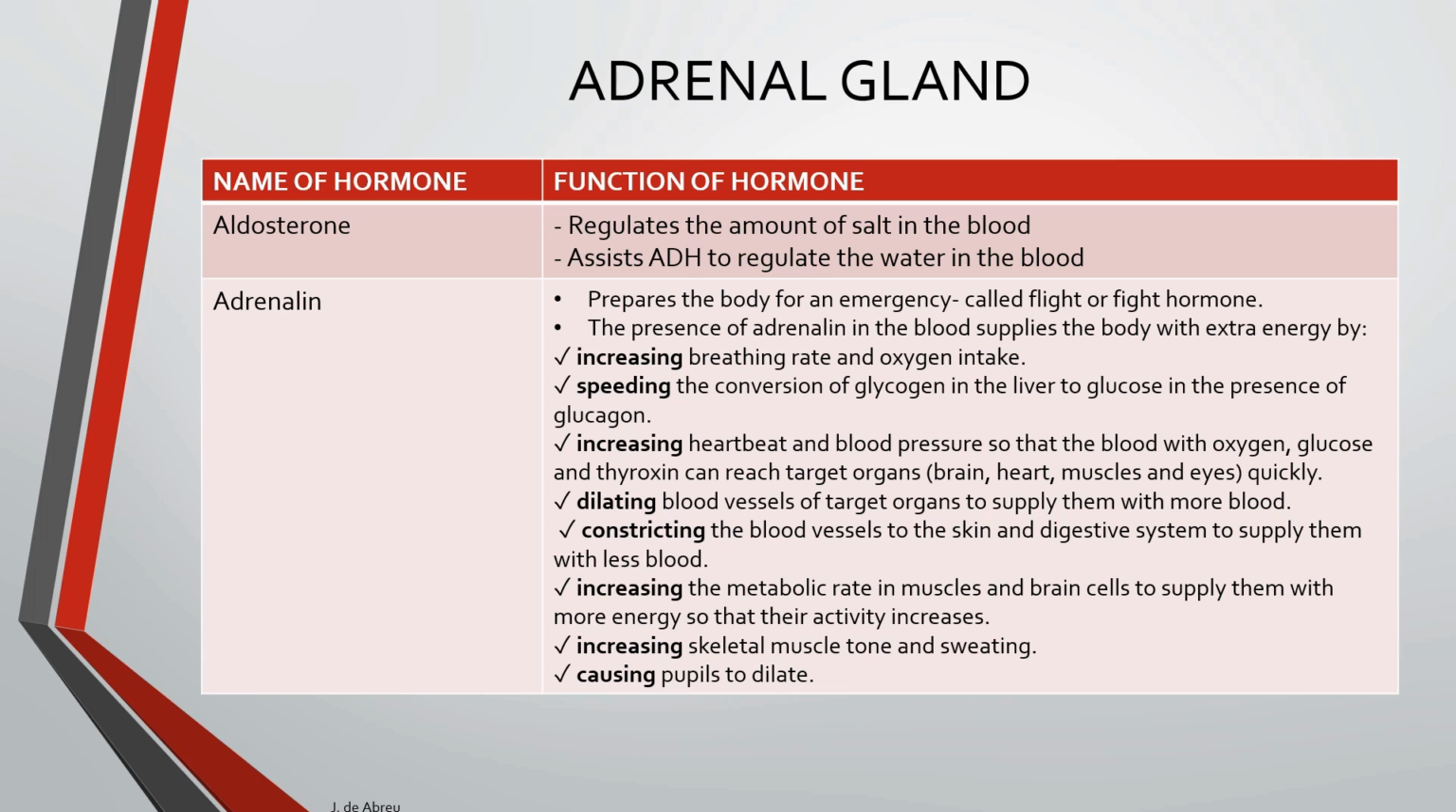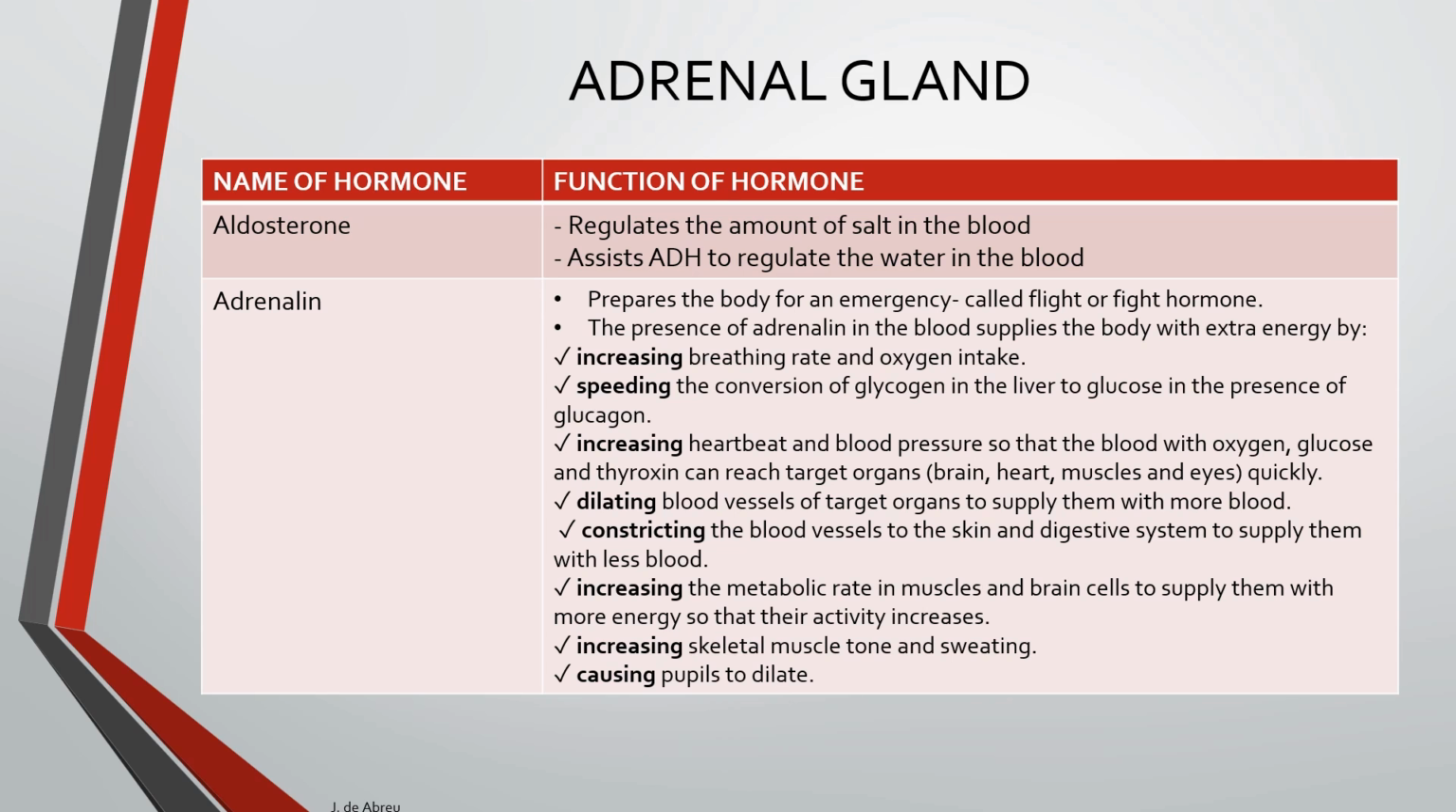Okay, so let's start. Number 1, it increases breathing and oxygen intake. Why would it increase the breathing rate? So that we can increase the amount of oxygen taken into our bodies. And we need the oxygen for cellular respiration, because we said it's one of the prerequisites for cellular respiration. And cellular respiration produces energy by breaking down ATP into ADP and P, which is a phosphate group.